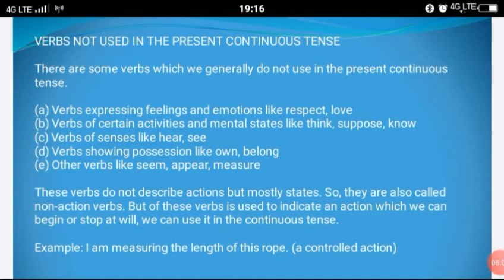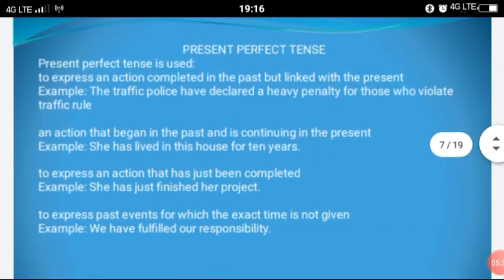But the thing is, these verbs mostly indicate states. These are non-action verbs. But sometimes, if some of these verbs are used to indicate an action which we can begin or stop at our will, we can use it in continuous tense. For example, I am measuring the length of this rope. This is a controlled action, so we can use present continuous tense with this verb. I hope you understood that.